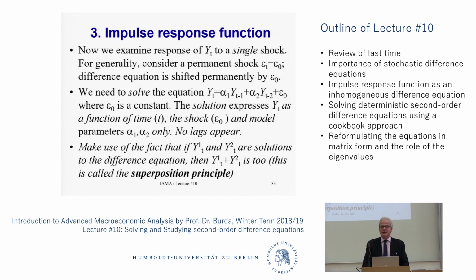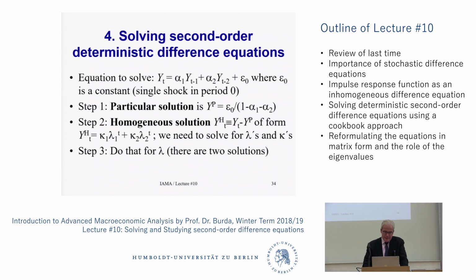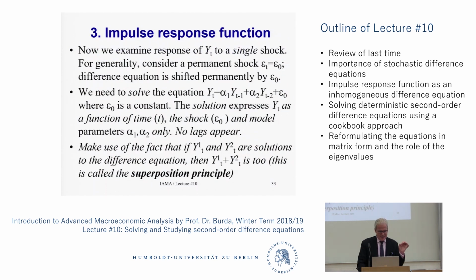So let's go back to the cookbook. Okay, I told you I was going to give you a cookbook. Here it comes, and I've already told you how to do it. You just have to do it. Okay. Let me just explain one more thing. There's a very important result that we're going to use, which is this. We want to solve this equation: yt equals alpha 1 times yt minus 1 plus alpha 2 times yt minus 2 plus epsilon 0, single shock.